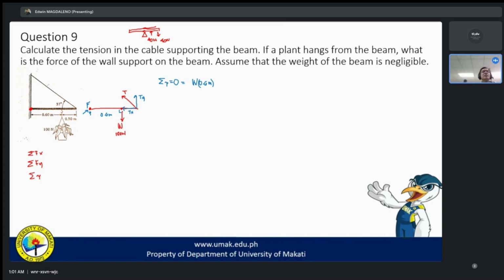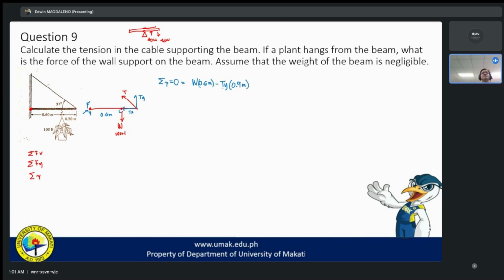So this is clockwise, this is counterclockwise. So yung counterclockwise is negative. So positive CW minus P sub Y times the distance from the fulcrum from the equation 0.6 plus 0.3. So this is 0.9. So times 0.9 meters.